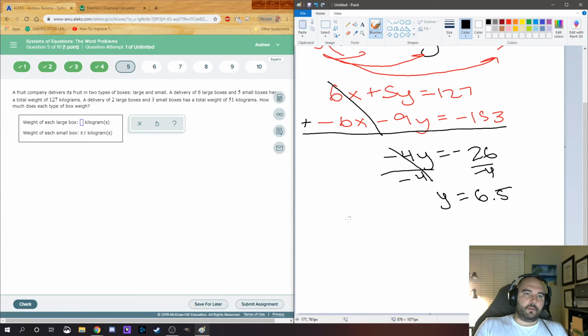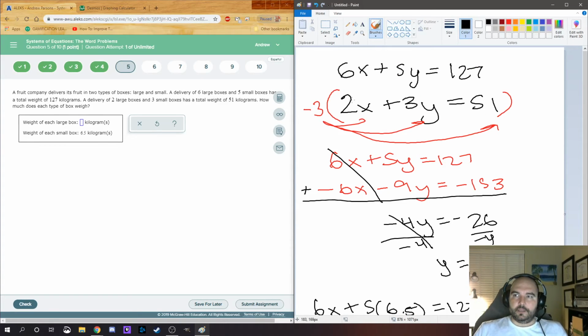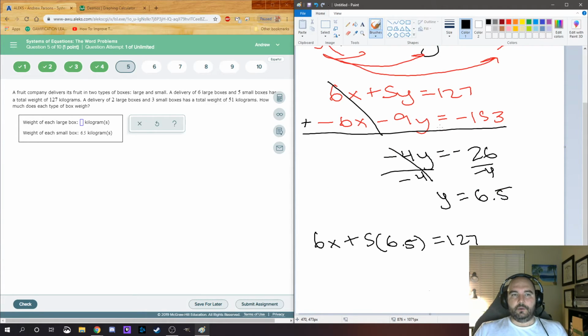So I'm going to plug this into the formula. I'm going to use the first equation, 6x plus 5 times 6.5. I'm replacing the y with the number that y equaled. You could use the first equation, the second equation, which arguably could have been better here, or you could use the second equation after you multiplied. I'd probably just use one of the originals to be safe. Anyway, so you get 6x plus 5 times 6.5 is 32.5.